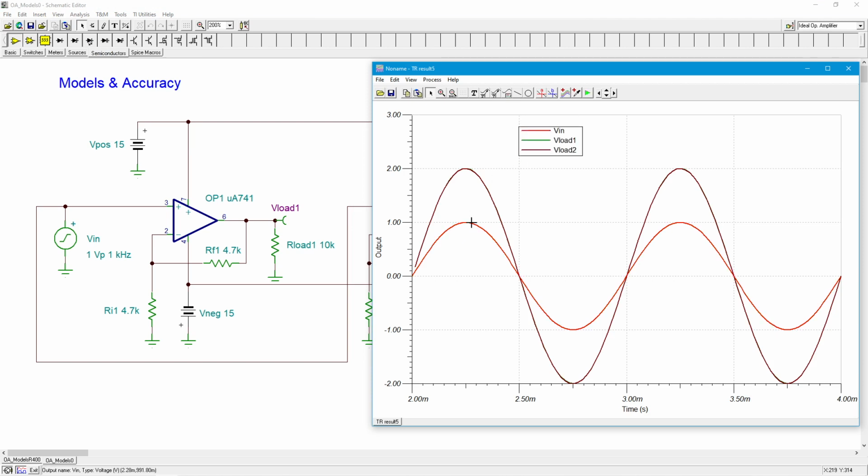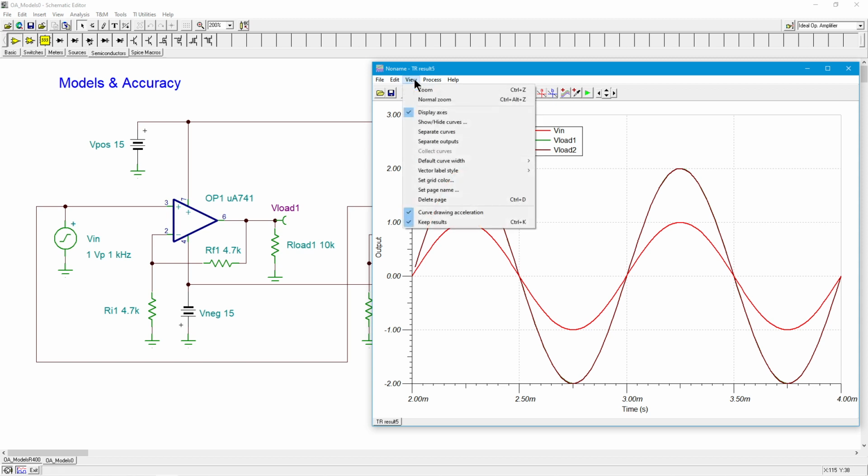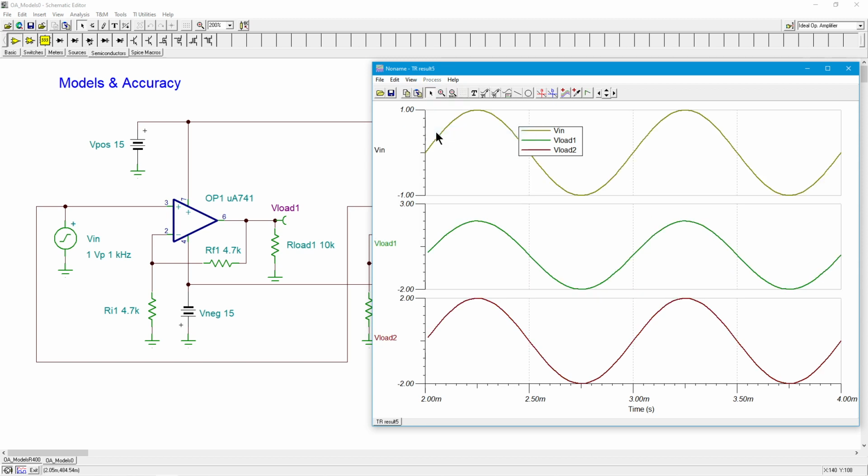As I said, we have a gain of 2, or 6 dB. So here's my input, 1 volt peak, and it looks like I only have one output. VLOAD 1 and VLOAD 2 are right on top of each other. In a couple of spots, like right here, you can see that this line is a little extra thick because one is laying right on top of the other. And we can, in fact, just separate the curves, and you can see for yourself.